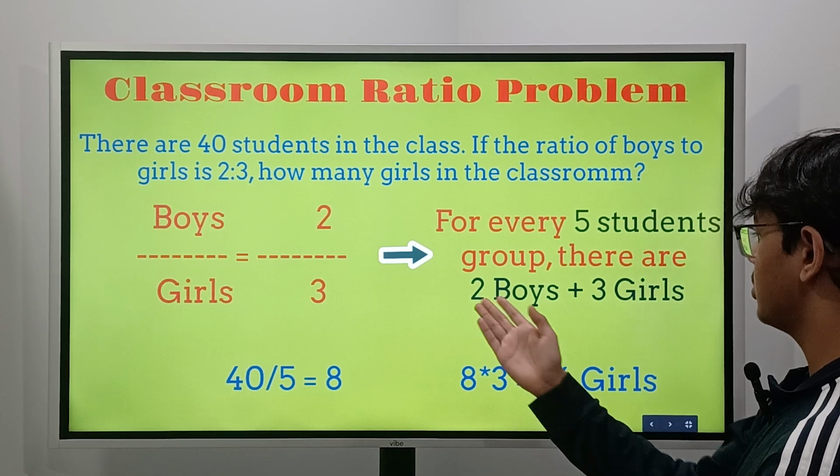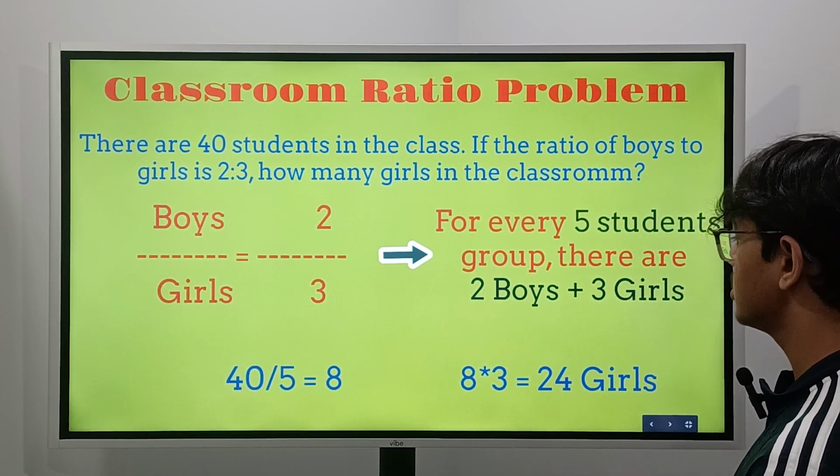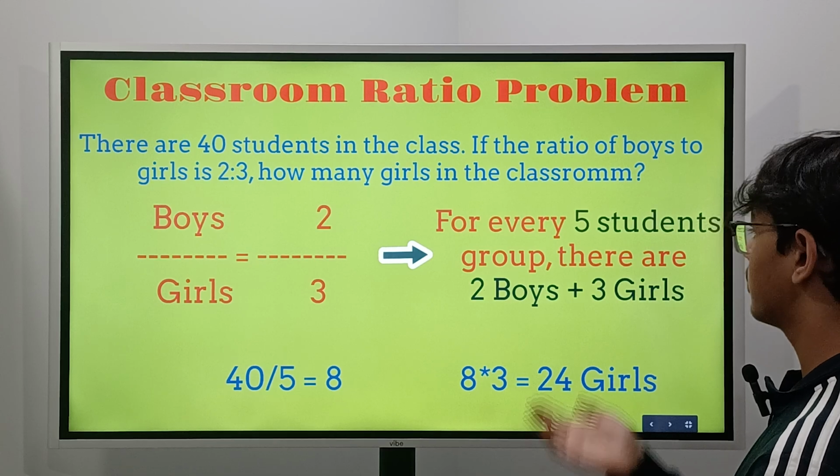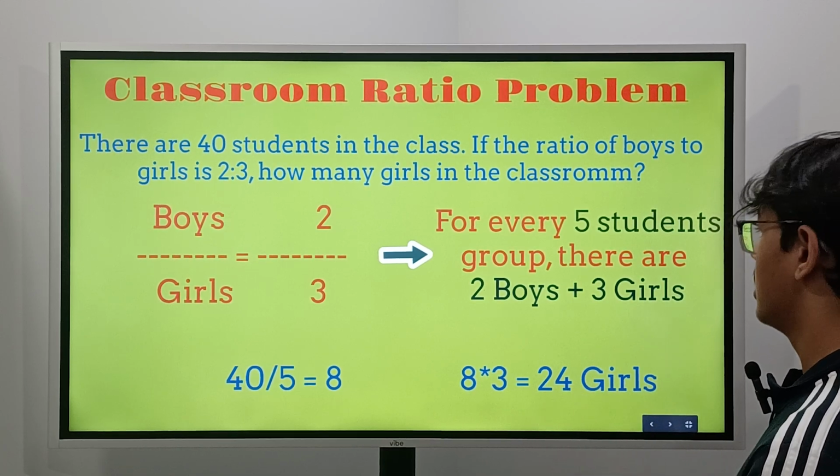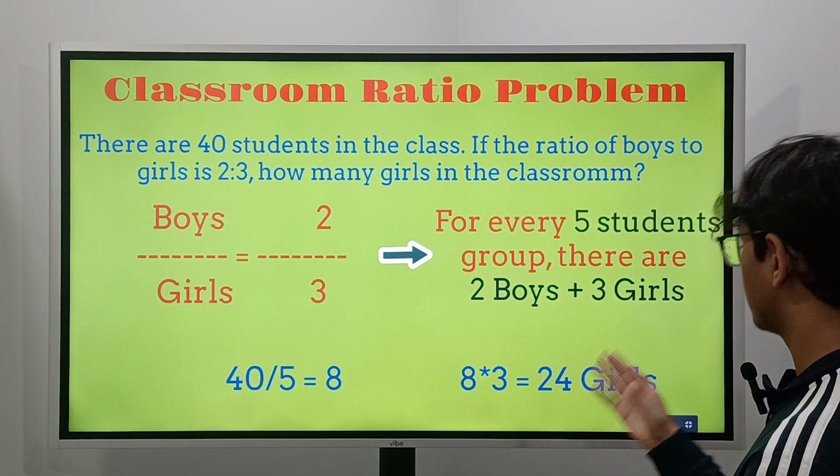For the girls, all we have to do is 8 times 3, which gives us 24 girls in the classroom. And if we want to figure out the boys, all we have to do is 2 times 8, which gives us 16. So there are 16 boys and 24 girls.